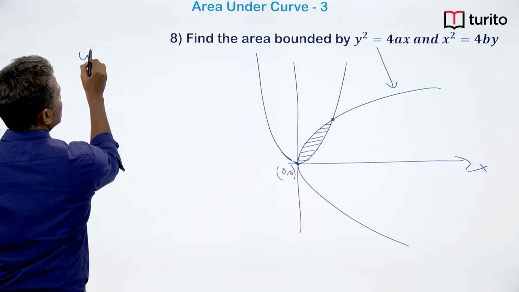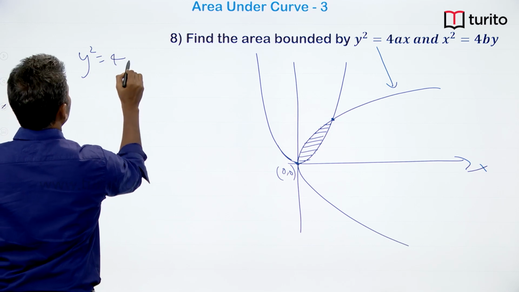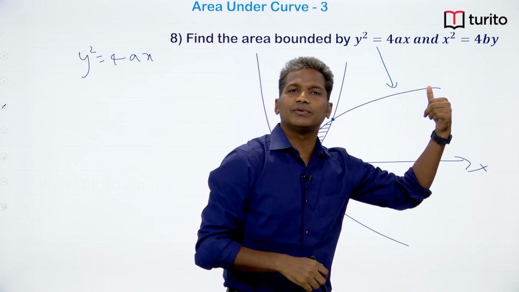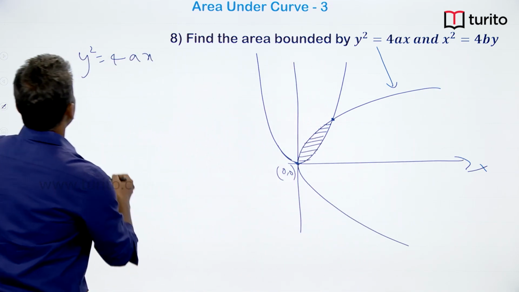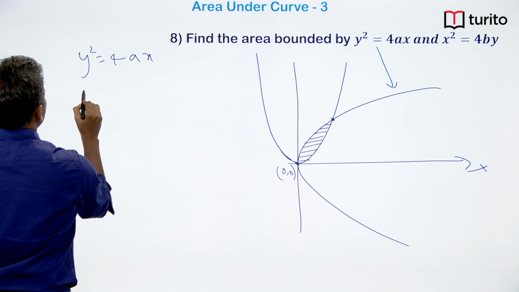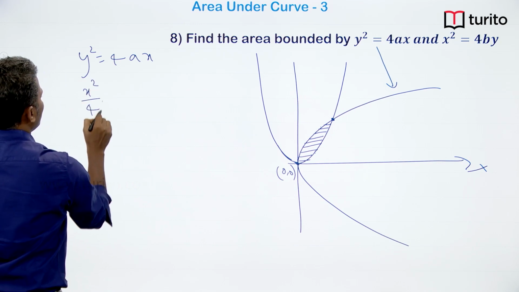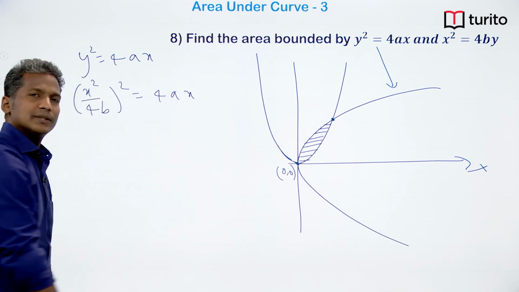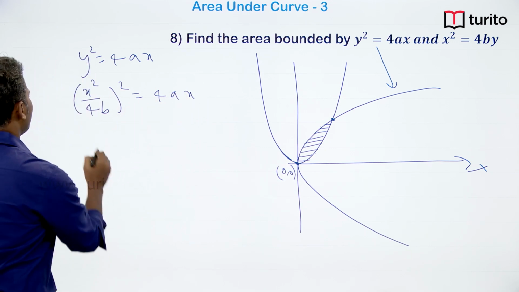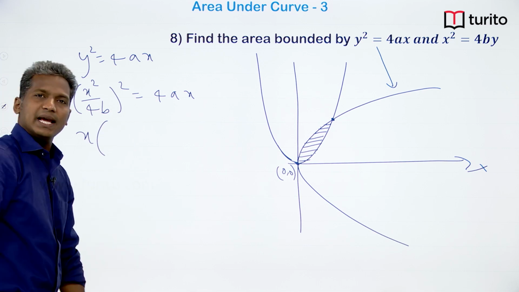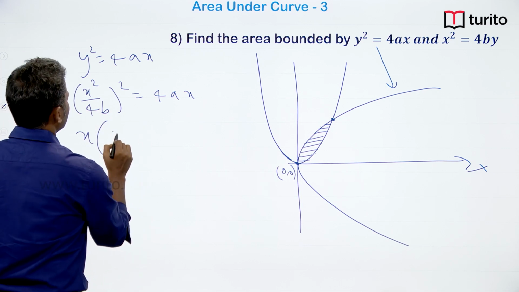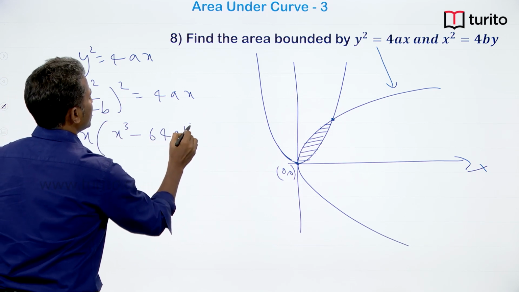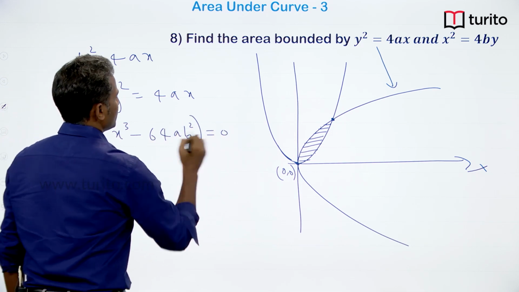So, I will substitute either for x or for y. Here I will substitute for y. So, what do we get? x square by 4b whole square must be equal to 4a into x. Now, when we simplify this and factorize, we will get one factor which is x as common and the other will be x cube minus 64ab square. This is equal to 0.